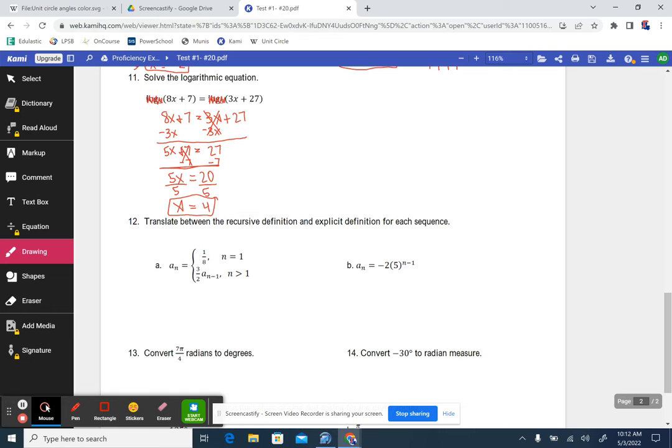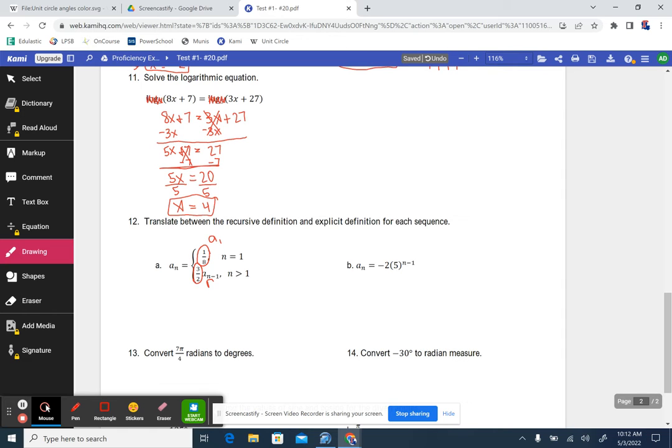All you care about is identifying the A1 and the R. So on part A, the A1 is this number in the first section. This is your A1. Your R is the number in the second definition. So this is your R. That's all you need. The rest of that does not matter.